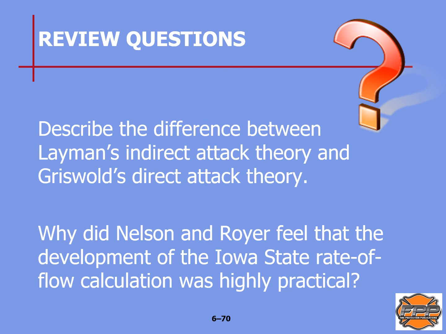Next question, describe the difference between Lehman's indirect attack theory and Griswold's direct attack theory. That will be on page 96 of your text. And next question, why did Nelson and Royer feel the development of the Iowa State rate of flow calculation was highly practical? And that will be reviewed on page 97 of your text.